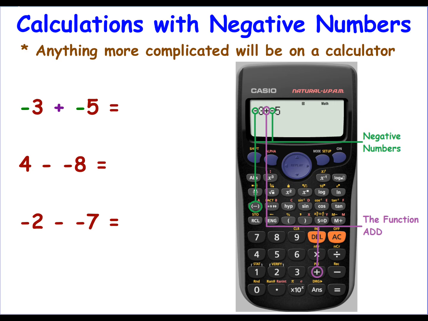Calculations with negative numbers that are more complicated than the ones we've seen already can be done on your calculator. So here are a few examples of things that might be slightly more complicated. So minus 3 plus the number minus 5 means the number minus 3 is your start point, plus is your addition sign, and the minus sign is a negative number. So be aware that the minus signs in front of your two numbers are this button here on your calculator. The subtract button is this one. This is not a minus sign, this is subtract. These are negative numbers.